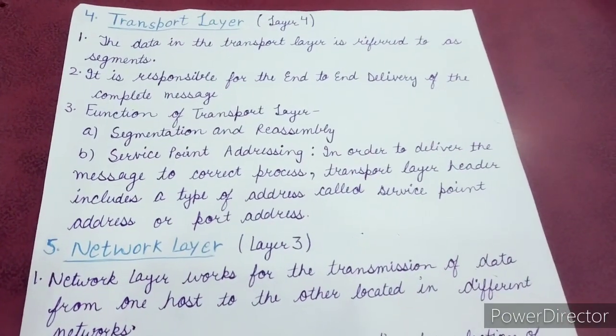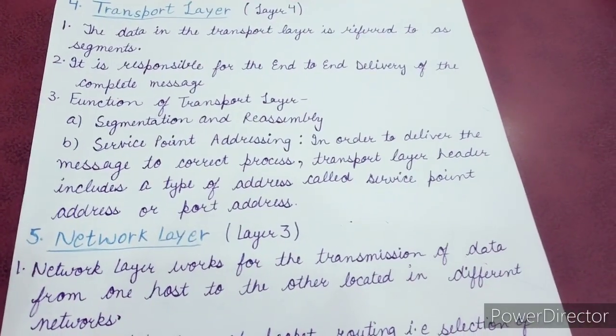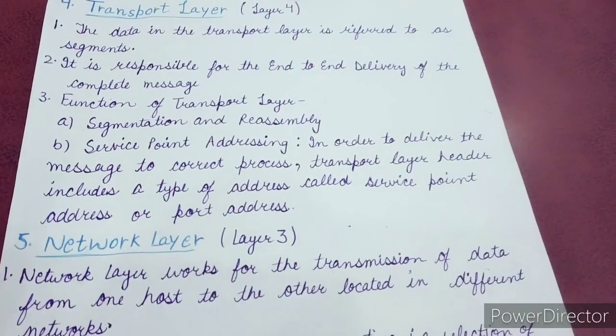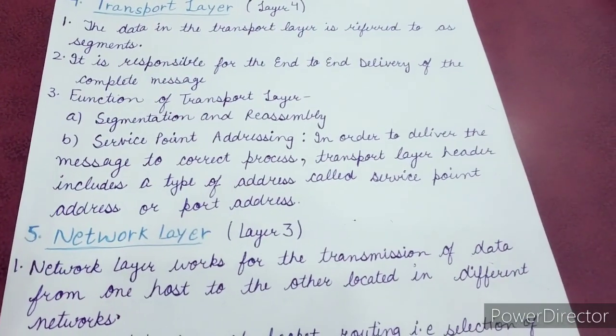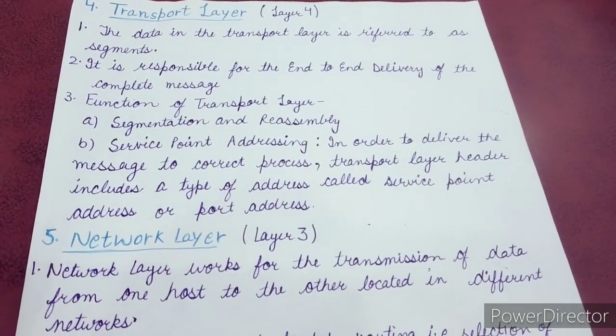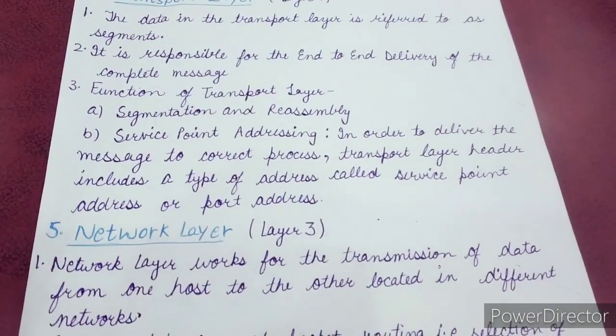Service point addressing means that in order to deliver the message to the correct process, the transport layer header includes a type of address called a service point address or port address. It marks the address with service point addressing in order to deliver the message to the correct process.